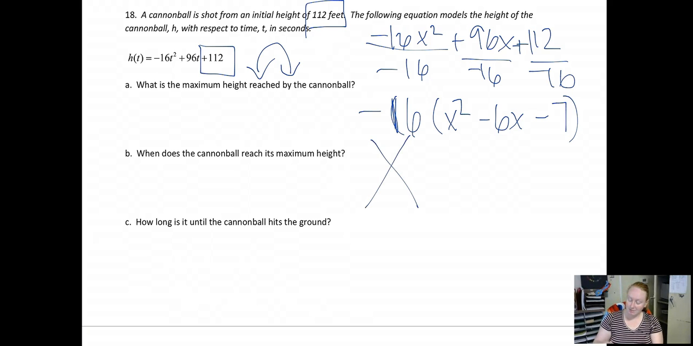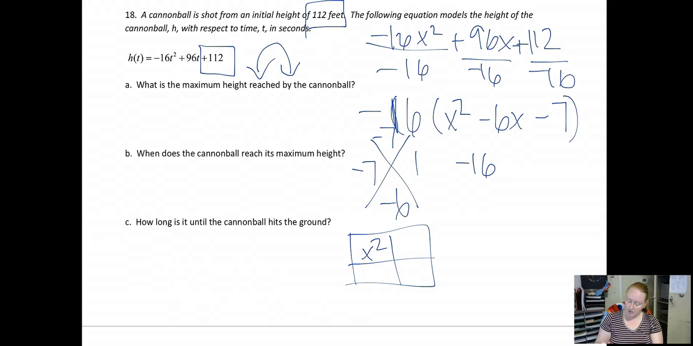So now I get my x in my box, multiplies to negative 7, adds to negative 6. This is much better numbers than what I had before. So I get negative 7, positive 1. So I'm going to get negative 16 in my box, x squared, negative 7, negative 6x, positive 1x. Sorry, this is not a 6. Negative 7x, positive 1x.